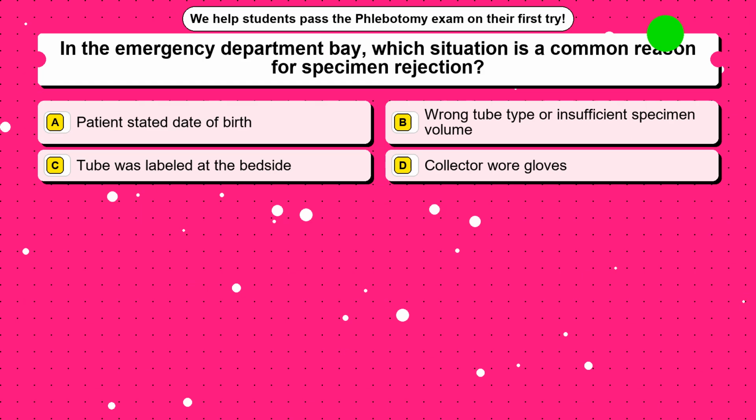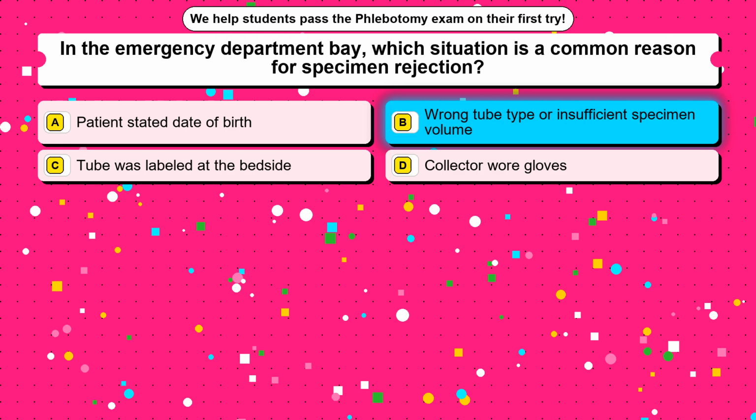Question 70. In the emergency department bay, which situation is a common reason for specimen rejection? Option A. Patient stated date of birth. Option B. Wrong tube type or insufficient specimen volume. Option C. Tube was labeled at the bedside. Option D. Collector wore gloves.